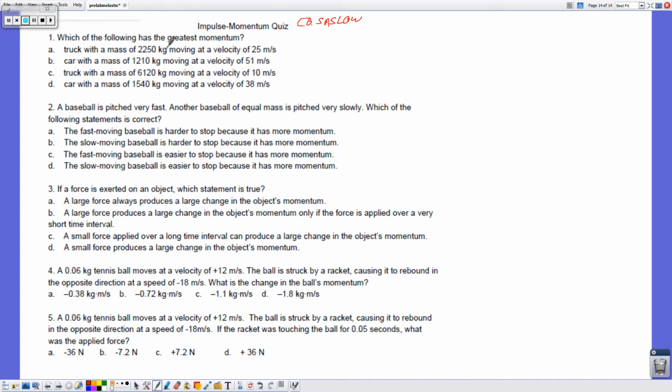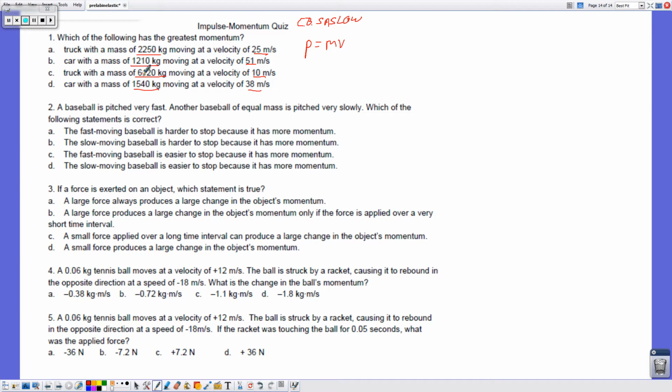Alright, so which of the following has the greatest momentum? Before I do anything else, I gotta remember that P equals mv, which means I'm going to do m times v and get a momentum for each one, and then pick the biggest one. Or I can see if I can narrow things down a little bit first.